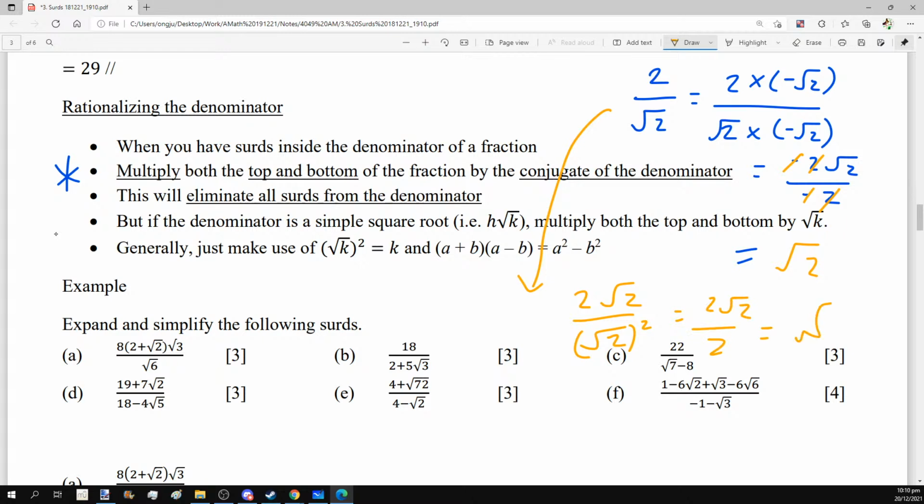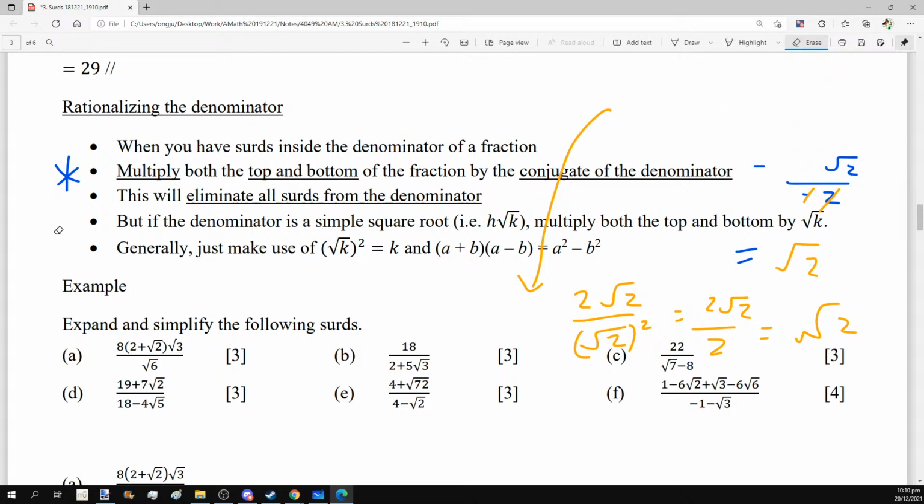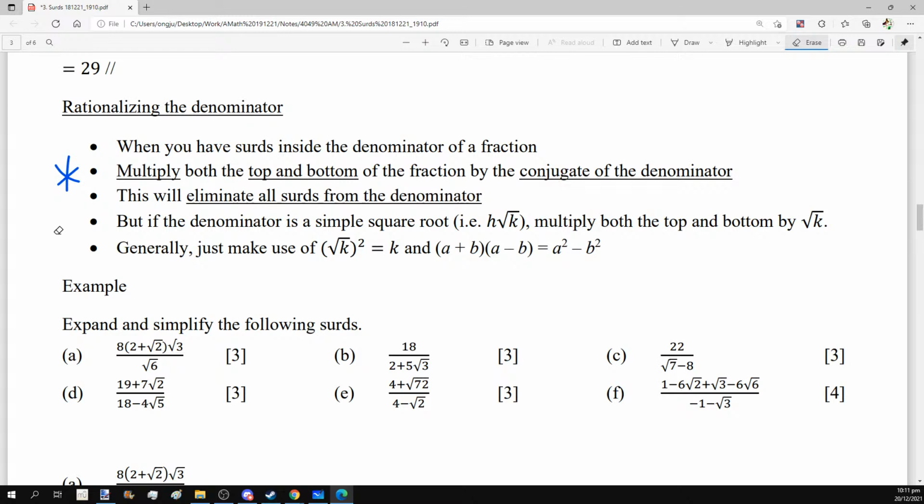And you will get the same result. That's completely fine. But 99% of the time, your examinations in Singapore will not be so nice. You're going to have a square root combined with another number. And this is where the conjugate surd will come in.